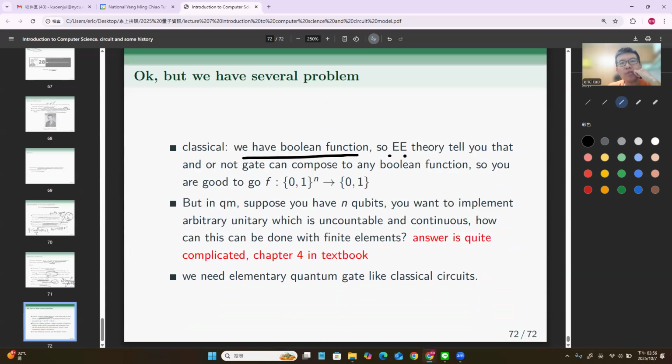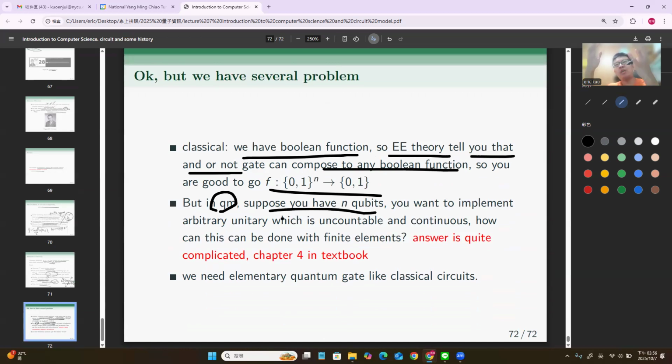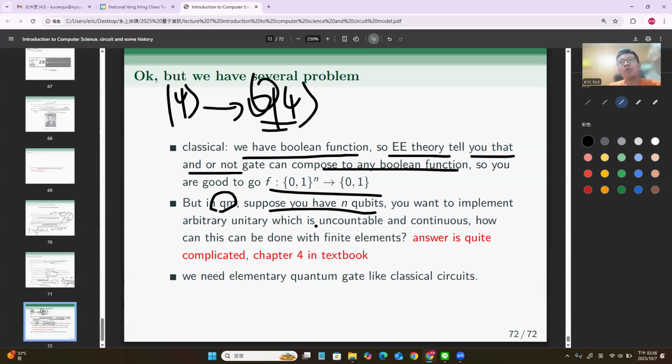Okay, so classically we have Boolean functions, right? Theory tells you that AND, OR and NOT gates can compose any Boolean function, so you are good to go. But in quantum mechanics, suppose you have n qubits and you want to implement an arbitrary unitary. Remember in quantum mechanics you have gates and states, and you want to take a unitary, but unitaries are uncountable, like reals. These are not finite, so how do you do this with finitely many elements? This is quite complicated. We will hopefully spend one or two hours to prove it, and try to convince you there is a way to do this.